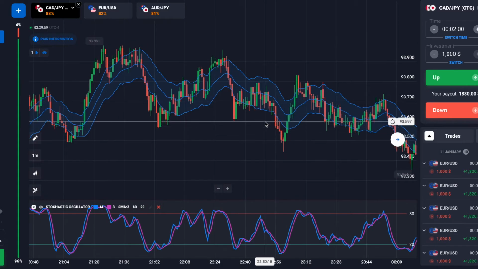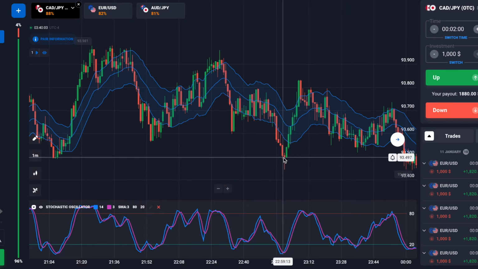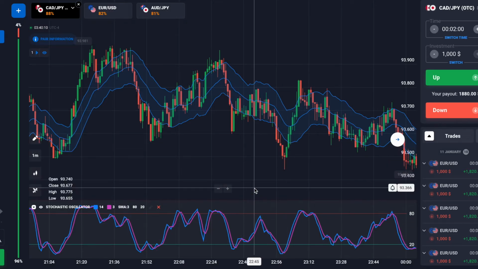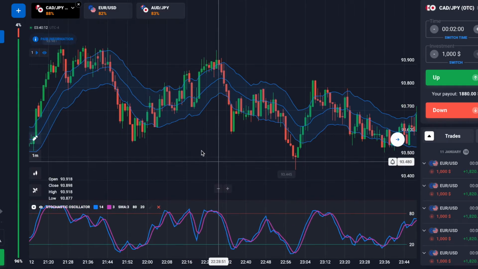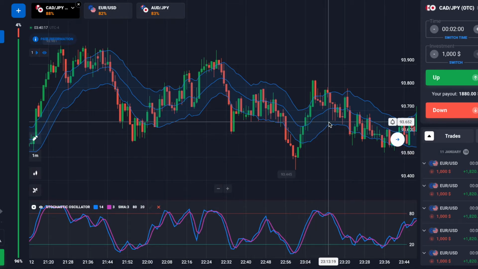Now you'd be wondering, okay, when do I enter? When you see something like this, a super, super long wick at the bottom, we're in for a nice reversal. And just as I said, boom. You can even see the crossover in the stochastic oscillator. See how smooth that crossover is. It's not choppy. It's not looking crazy.